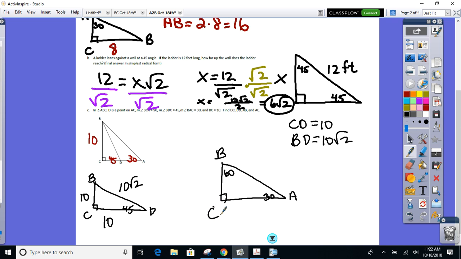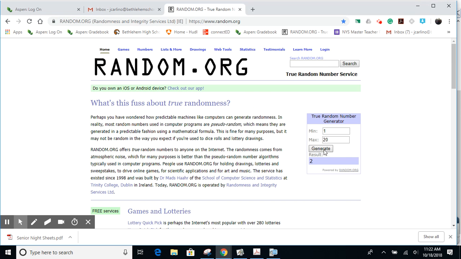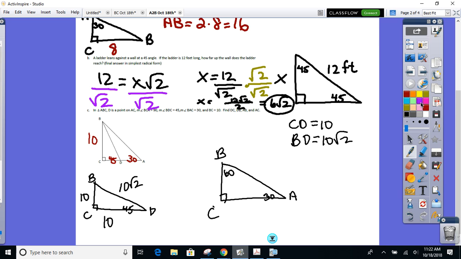Now you're chirping. Good. What side do you already know, though? You already know one of the sides in this triangle. Which side do we already know was given? Here you go. What side's given? BC. How long is it? 10. And it's across from what angle? The 30. Here we go.